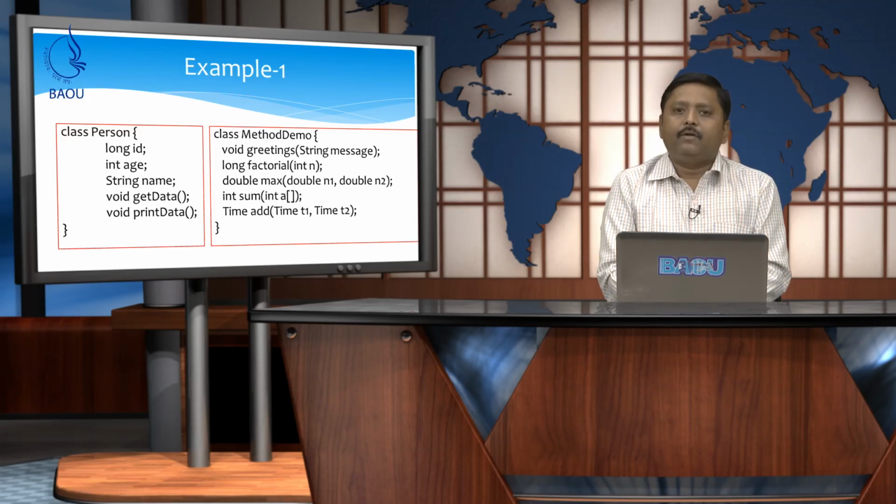So, we are going to write down three classes. One class is a person class, another class is a time class and the last class is MethodDemo, and inside MethodDemo we will define all these methods. And we have one more class which is used to test all these classes. So, we write down four classes: person class, time class, MethodDemo class and test class. So, let us start writing this program inside NetBeans.